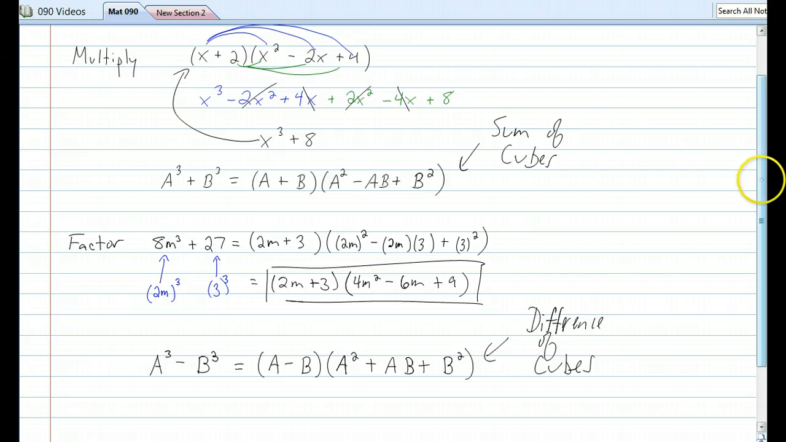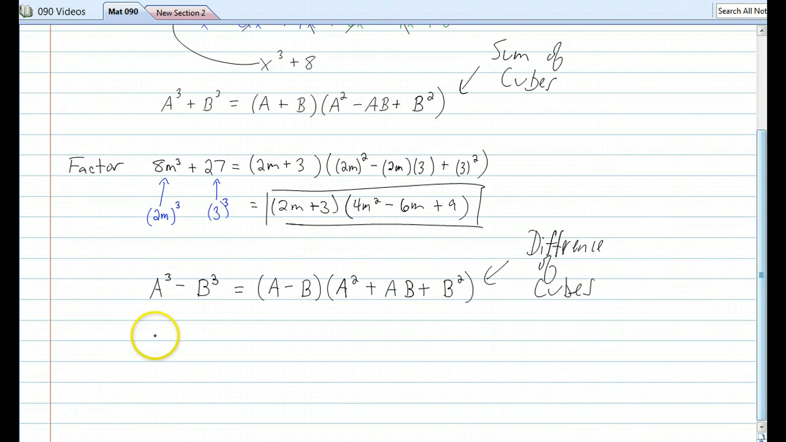Let's look at an example. Let's say we have 2y cubed minus 54z cubed. Now you'll notice there are two terms here. And I see these cubes on here, so I'm thinking maybe this is a difference of cubes because they're subtracted. The problem is 2 is not a perfect cube, and 54 is not a perfect cube either.